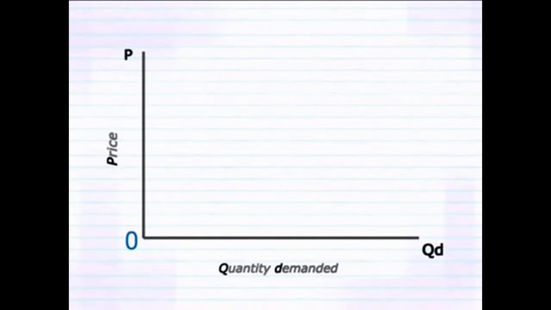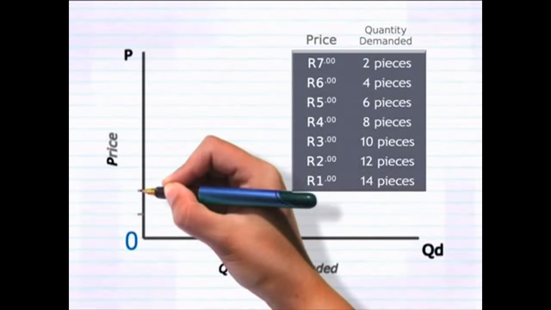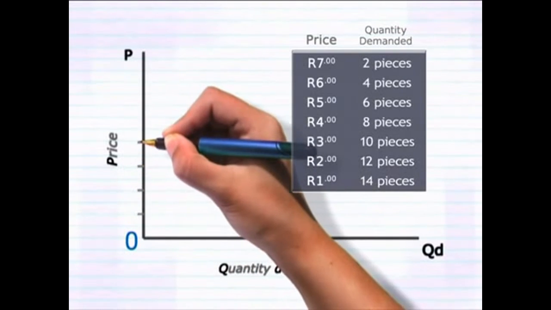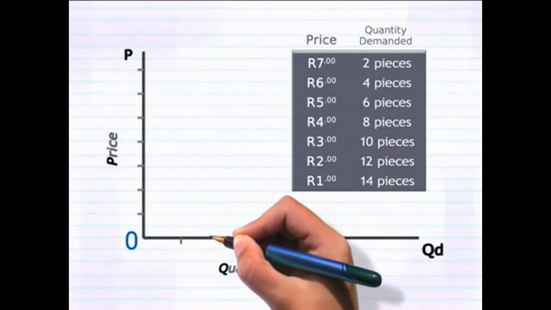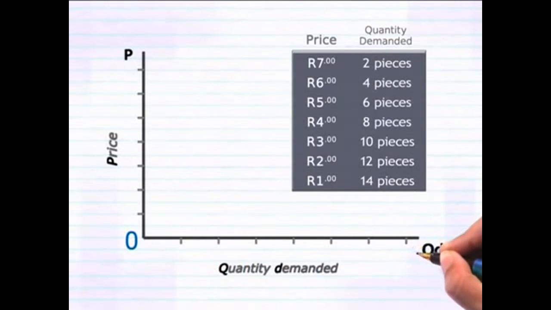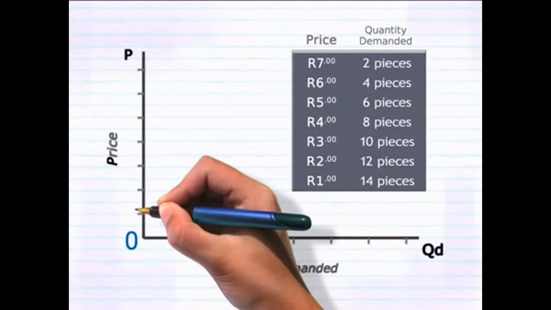The next step is to indicate the price and quantity demanded intervals on each axis. From the table, we can see that there are 7 different sets of figures, and so we indicate 7 equally spaced intervals on our axes. So that's 1, 2, 3, 4, 5, 6 and 7 intervals. And the same again for the horizontal axis. Now we plot the corresponding price and quantity demanded values. We'll start with the price values.